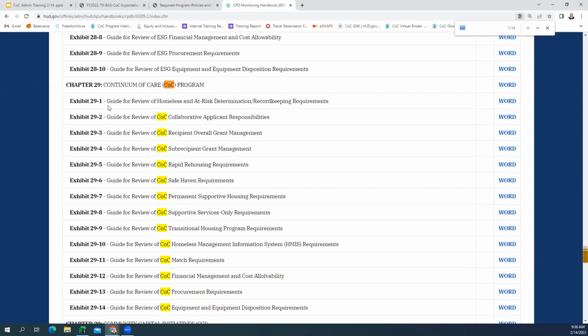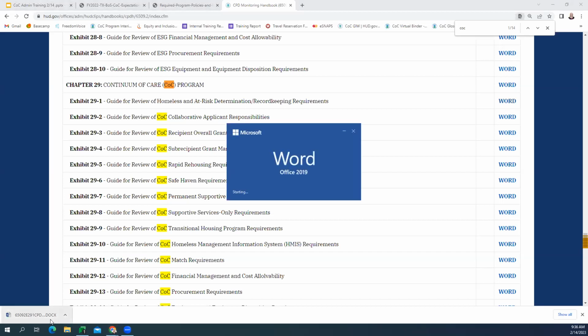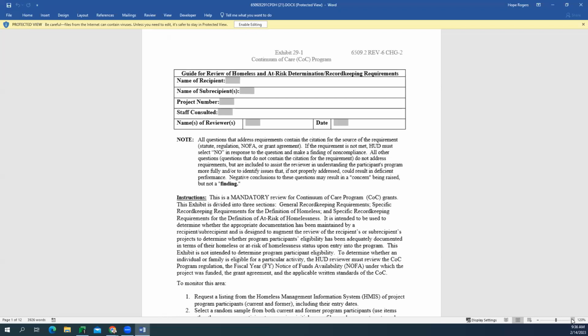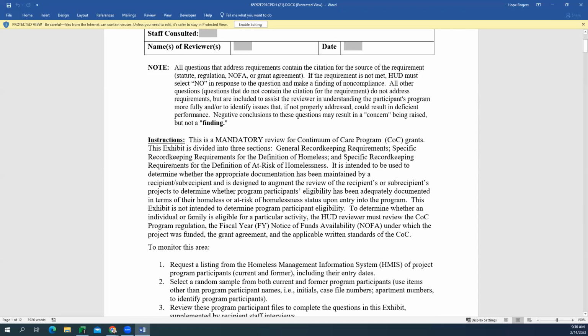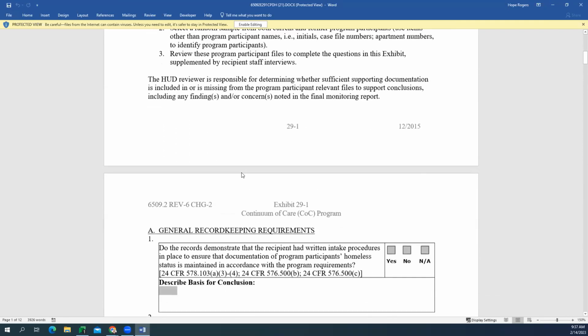So let's say you're a rapid rehousing, PSH, or joint component project provider, and you want to review your files for homelessness documentation. You can download that document by clicking on the Word icon, and it will take you straight to a download. And while this is loading, there's a lot of content on these exhibits. Again, not every item is relevant to every project type. Take some time to read the instructions, because these are the instructions that your HUD rep will use when they are monitoring your project. So you can see exactly how they're going to monitor this area. For this specific exhibit, they will request a copy of HMIS IDs for current and former participants, select a random sample of those IDs, and then review those files using this exhibit.